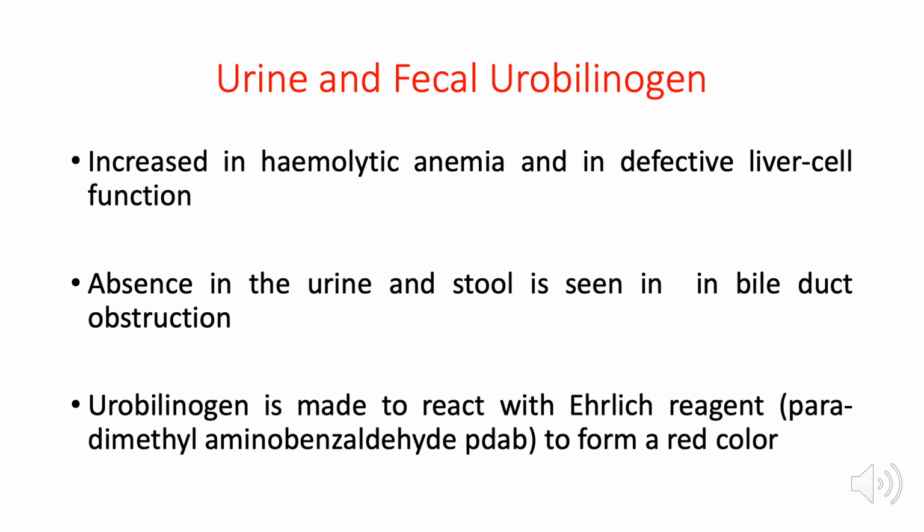Now the question is, how do we test urobilinogen in the laboratory? We will make urobilinogen react with the Ehrlich reagent, and it's composed of para-dimethylaminobenzaldehyde, popularly known as PDAB. The reaction of urobilinogen with PDAB will produce a red-colored compound.